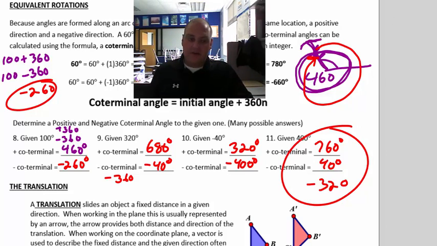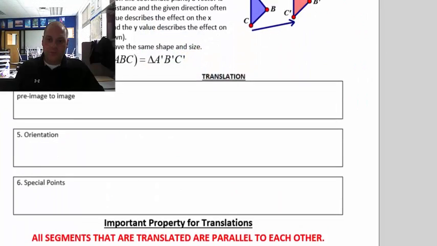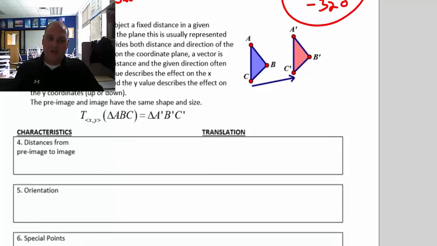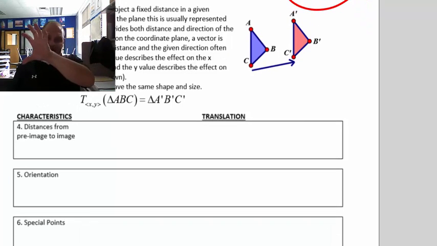And last but not least, our translation here. Okay, get you through this quickly. I know it's a long video for you. Translation's very simple. It's a slide. A translation is a slide. You can see it modeled here. ABC just slid over to A prime, B prime, C prime.